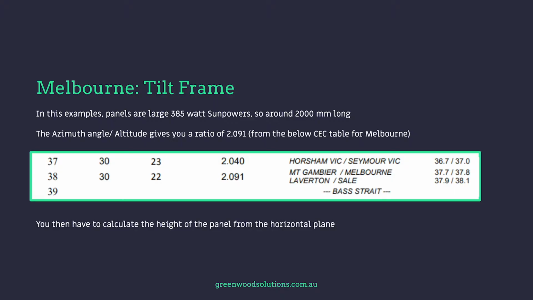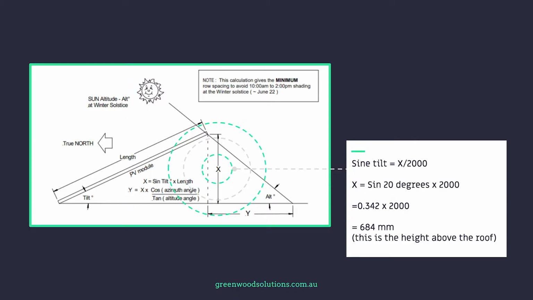There's lots of ways of doing calculations in regards to panel row spacing. We use a fairly easy way, but it's an effective way. The Clean Energy Council, the CEC, has provided a table that has an azimuth altitude ratio for each geographic location. In the case of Melbourne, this ratio is 2.091. As mentioned, we've got this SunPower panel, 2,000 mil long, and we are pitching it at 20 degrees. So the calculation is the sine of the tilt times 2,000.